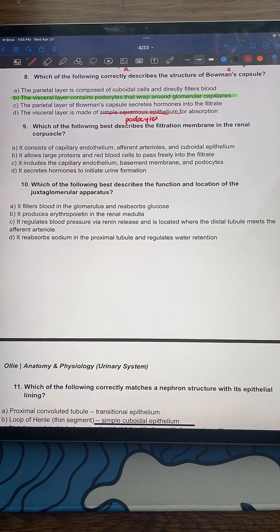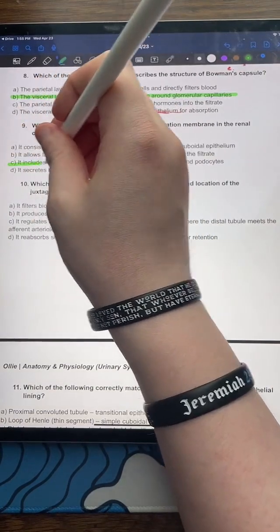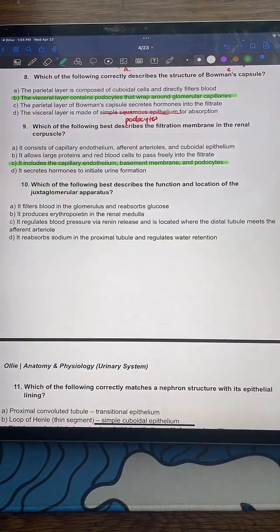But we are on number 9 now. Which of the following best describes the filtration membrane in the renal corpuscle? The answer is C. It includes the capillary endothelium, basement membrane, and podocytes. So the filtration membrane is essentially 3 layers: the fenestrated endothelium, the basement membrane, and the filtration slits that are formed by the podocytes. This structure filters plasma into the Bowman's capsule.